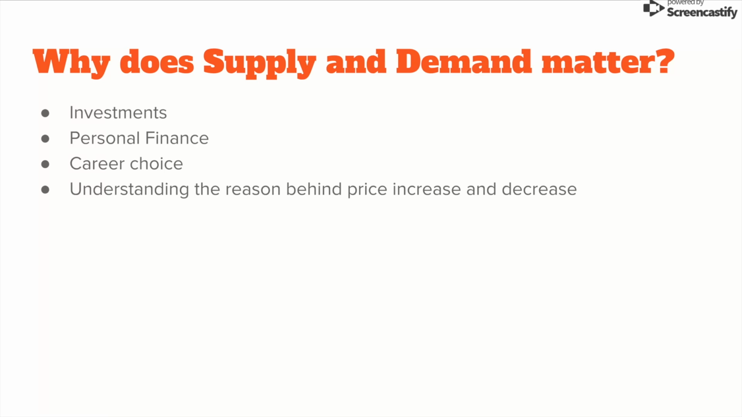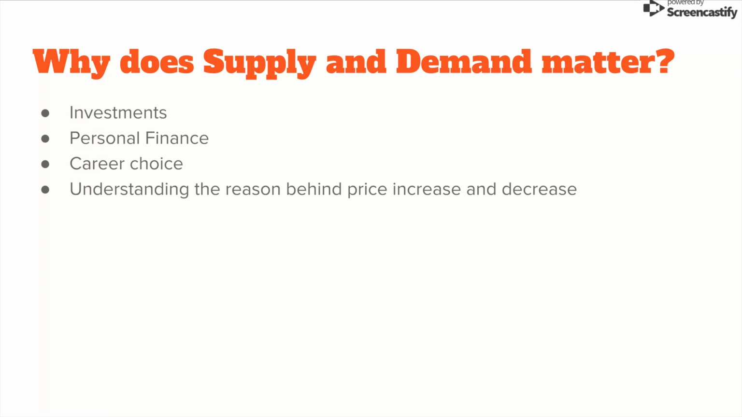And then we have personal finance because this affects our budgeting. If the supply of a product that you use consistently were to decrease while the demand increases, the price for that good will increase as well. So you'll have to shift your budget around as well.